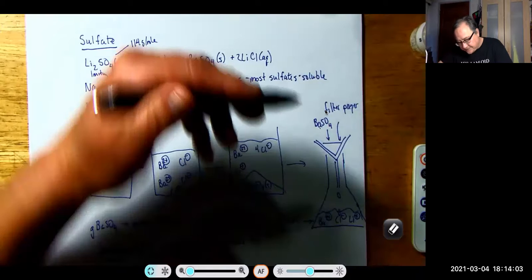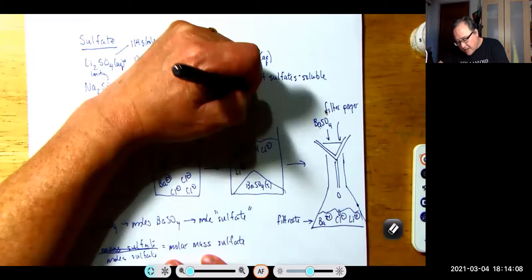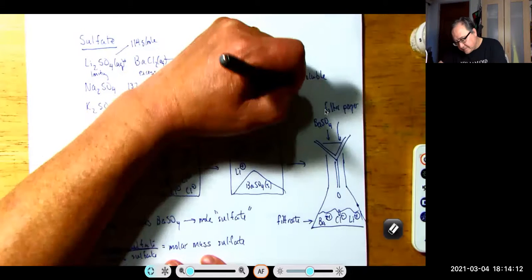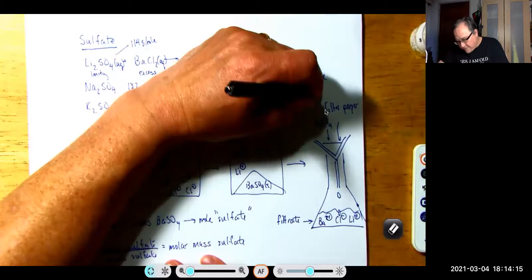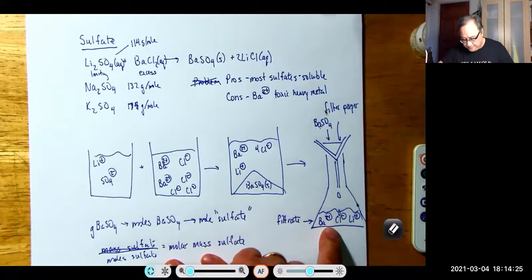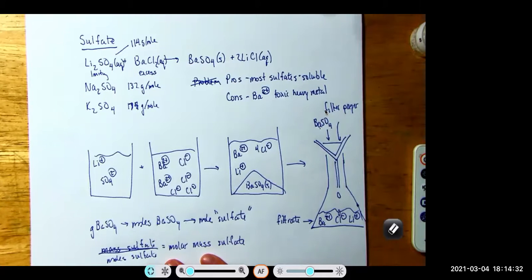Now the cons. The cons are as follows. Dissolved barium ion is a toxic heavy metal. So if you have barium ions in your rinse, you have to collect that rinse and you cannot pour it down the sink. So when we do this in the lab, we collect it in a large container. None of it goes down the sink. The other cons are that, let's see. Well, that's the big con. That's it. All right.